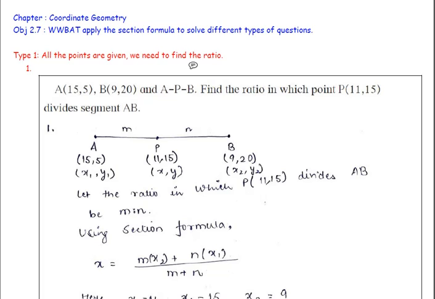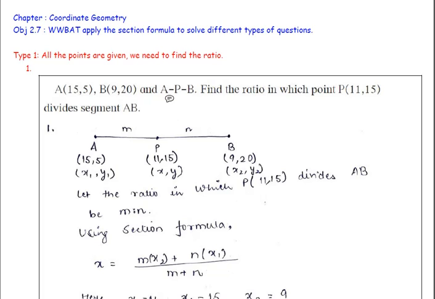So you know that generally in section formula questions you have 3 points. A and B are 2 points and there is 1 point in between, and you find the point in between. The ratio is given to you. But here the ratio is not given, but all the 3 points are given to us. So let's see the first question.